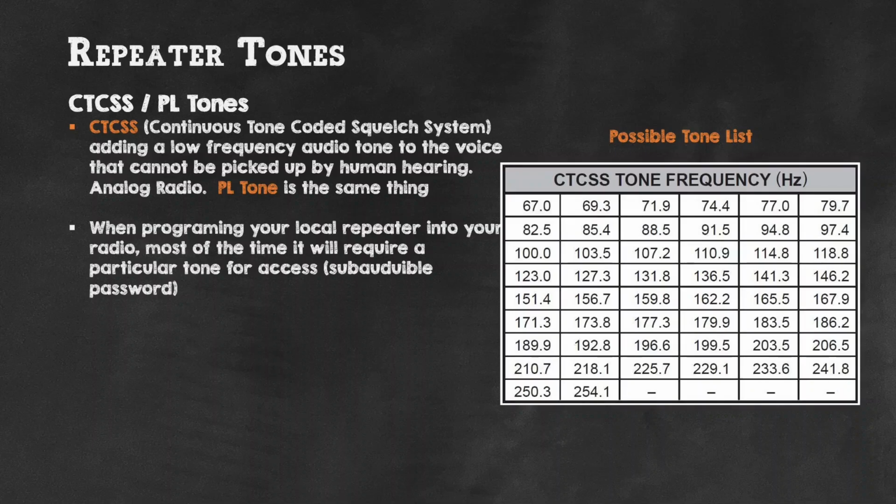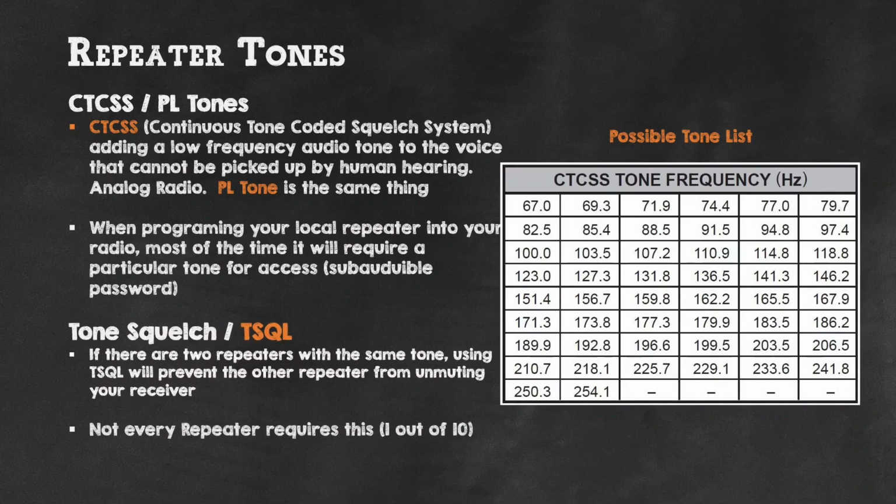So think of it this way. It is a subaudible password. When you're programming your local repeater into your radio, it's looking for a password. Well, that's built into the tone. That's what that tone is. It's the password to say, okay, I can hear that tone. You can't, but I can hear that tone. So the repeater's saying, come on in. You can be used on this repeater. That's all it is.